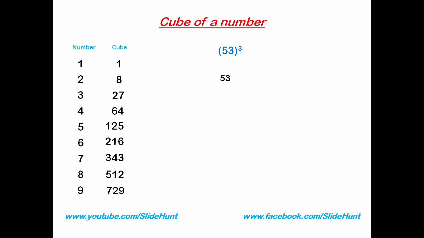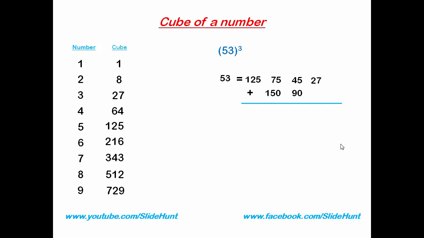Take another number. I'm gonna take 53. Cube the first number. Cube of 5 is 125. Square the first number. 5 square is 25. 25 times 3 is 75. Square the second number and multiply it with the first. 3 square is 9. 9 times 5 is 45. Cube the second number, that is 27. Double the middle two numbers. Double of 75 is 150 and double of 45 is 90.